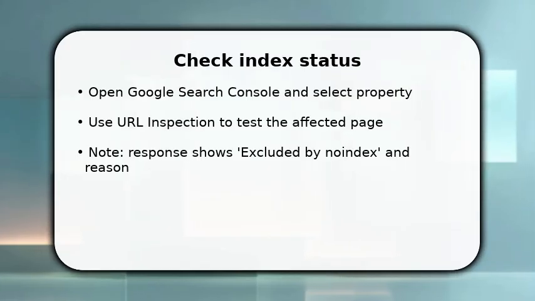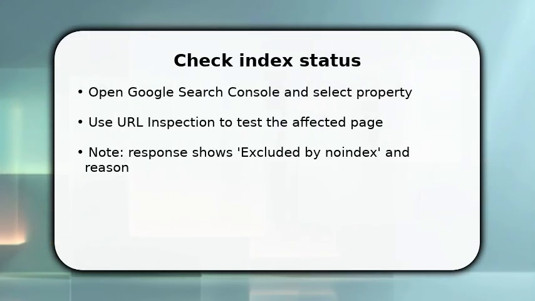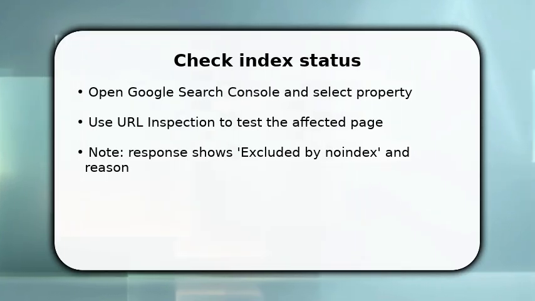You start by confirming the noindex signal in Search Console. Open the property and run URL inspection on the exact URL. Once done, read the inspection details to verify it reports excluded by noindex and where that directive is coming from.